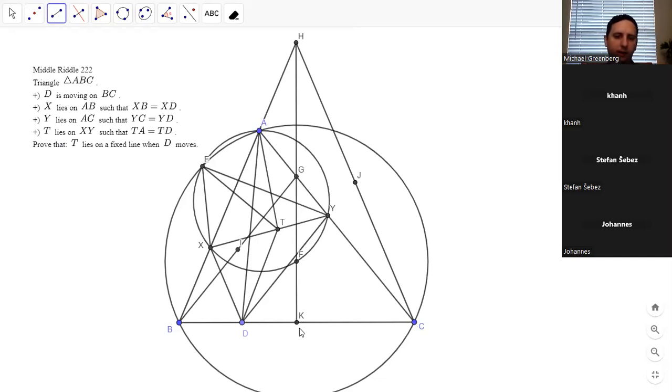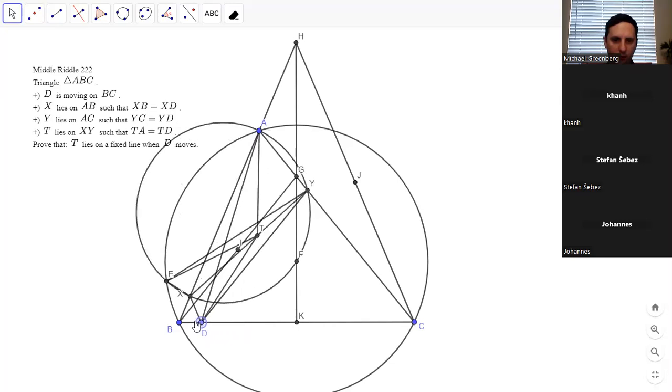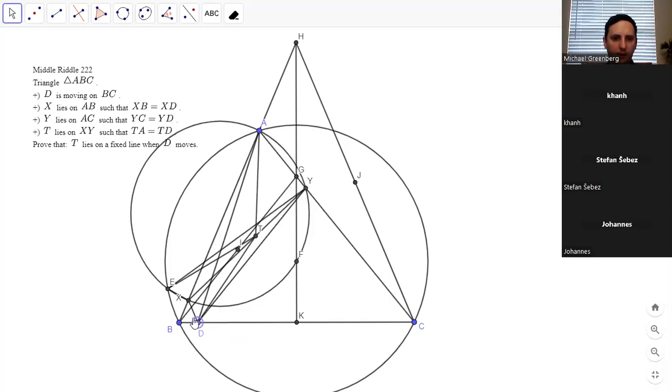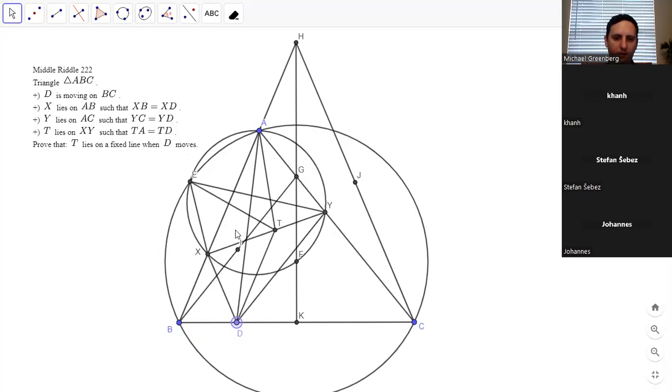So yeah, we could show that T lies on IJ. Oh wait, that doesn't look true. Maybe I did something wrong here. So D moves here. Oh, T is not going to be the midpoint of that. T is going to be the intersection of the... Okay, so that would make things a little more complicated.